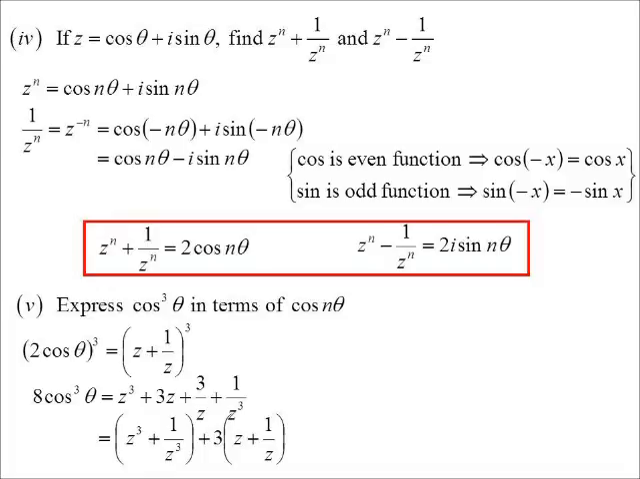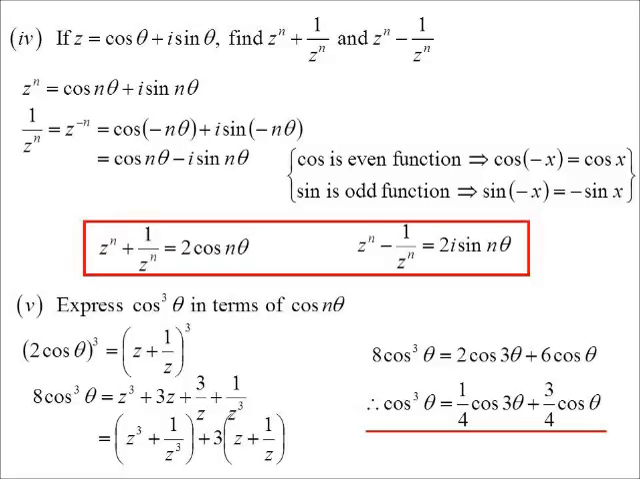Well, the z cubed plus 1 on z cubed is 2 lots of cos 3 theta, and the z plus 1 on z is 2 lots of cos theta. Don't make the mistake of going 2 to the power of n. A lot of people do that. It's always 2 times. So ours changes because we had 3z, so we end up with 6 cos theta over there. Well, that's 8 cos cubed, so 1 cos cubed must be a quarter of cos 3 theta plus 3/4 of cos theta.